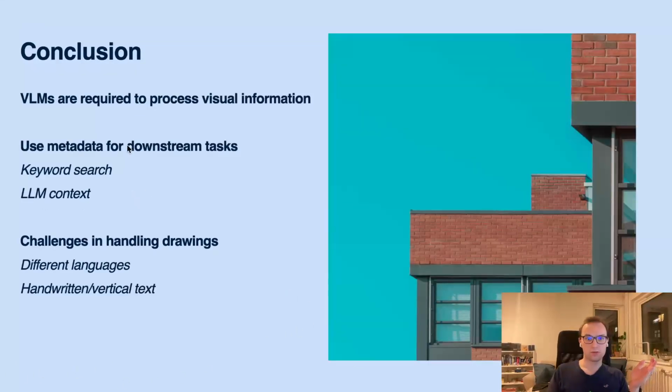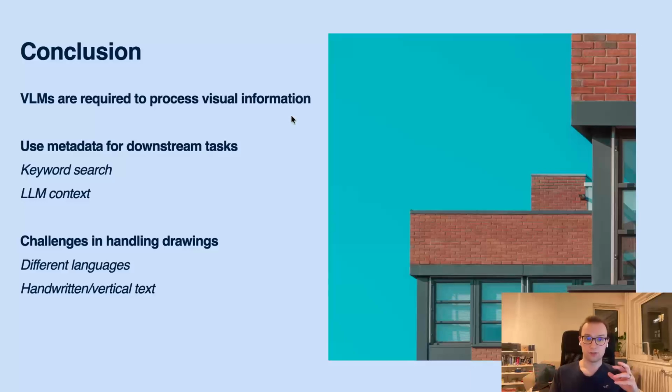So just to sum it up and help us understand, VLMs are required to process visual information. So if you have documents that contain visual information, you need VLMs. OCR plus LLM is not enough. VLMs are the tool to do the job. You can extract metadata with VLMs, such as the date of a drawing or the scale of a drawing and so on. And you can use this for downstream tasks. So you can use it for keyword search and then filter. You can provide it as LLM context, for example, in your RAG application.